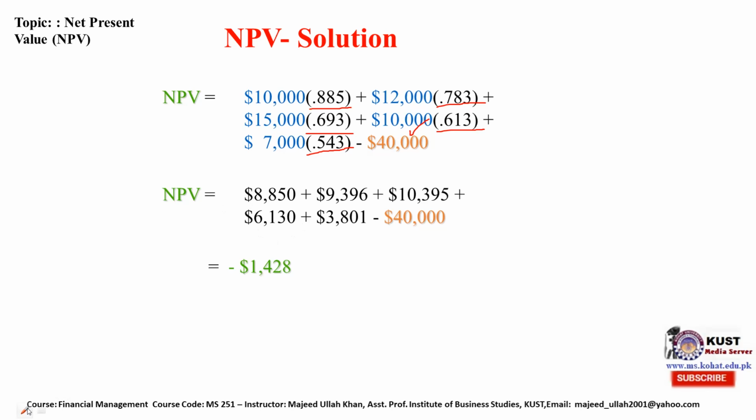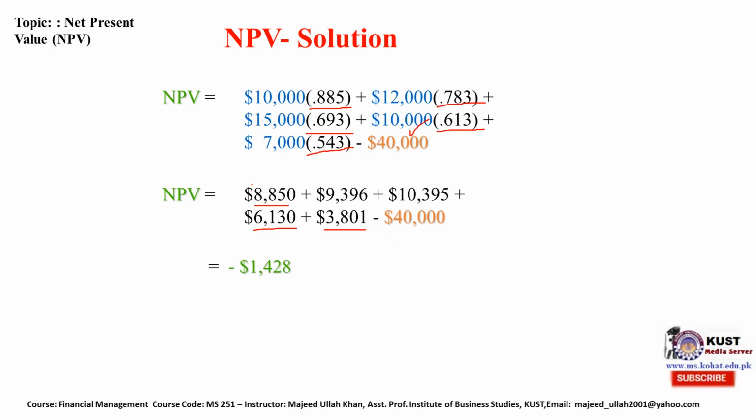This is the present value: $8,850, $9,396, $10,395 for the third year, $6,130 for the fourth year, $3,801 for the fifth year.